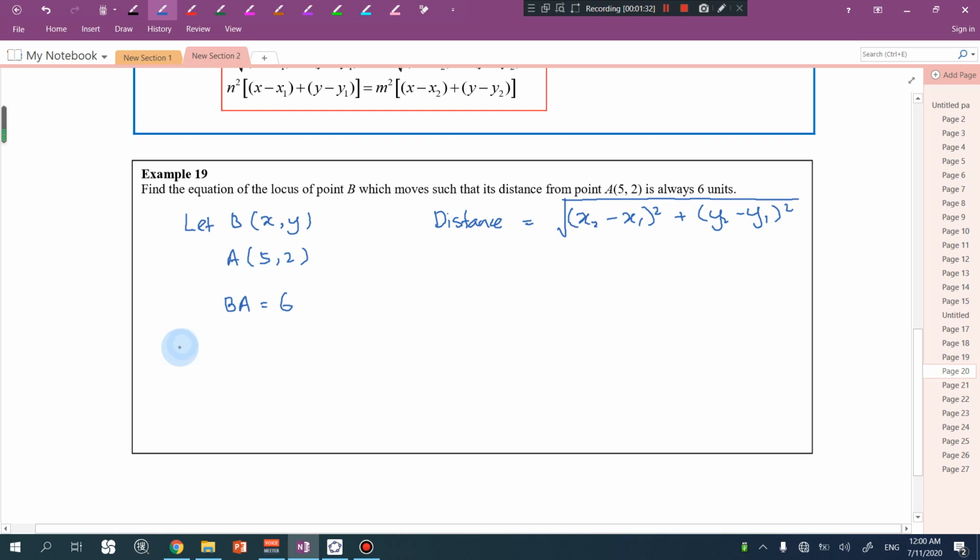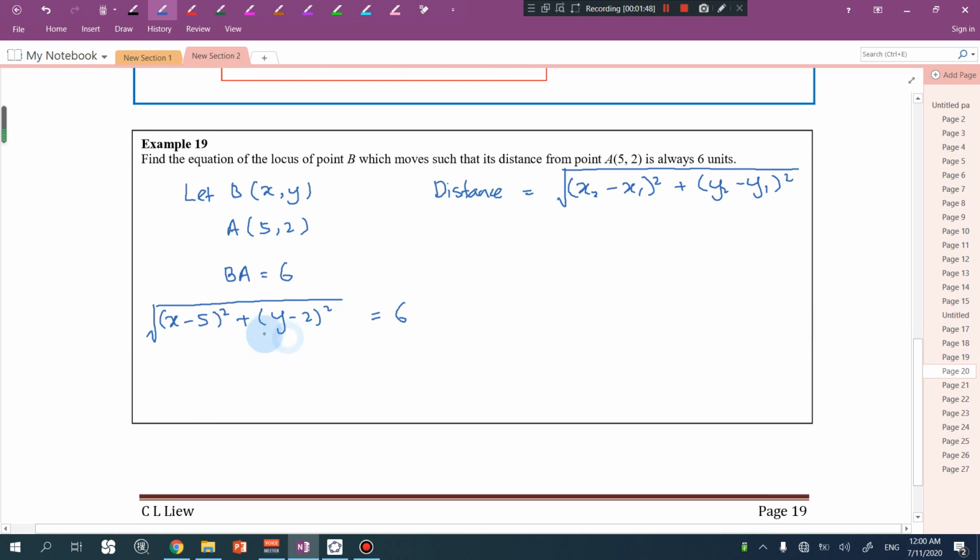x minus 5 square plus y minus 2 square, and then we square root it, is equal to 6. So what we need to do next is just open up this. We don't want this square root. So how do we get rid of this square root? We just square both sides.